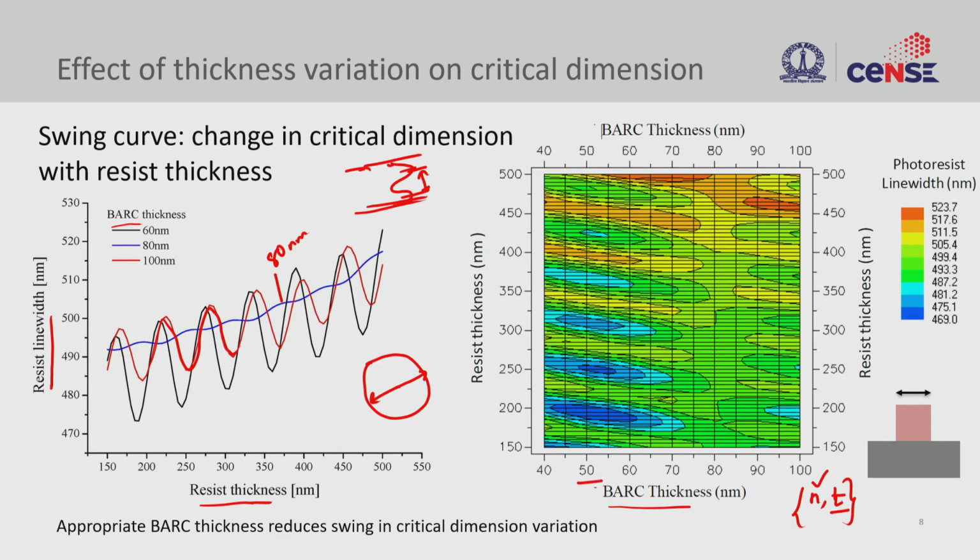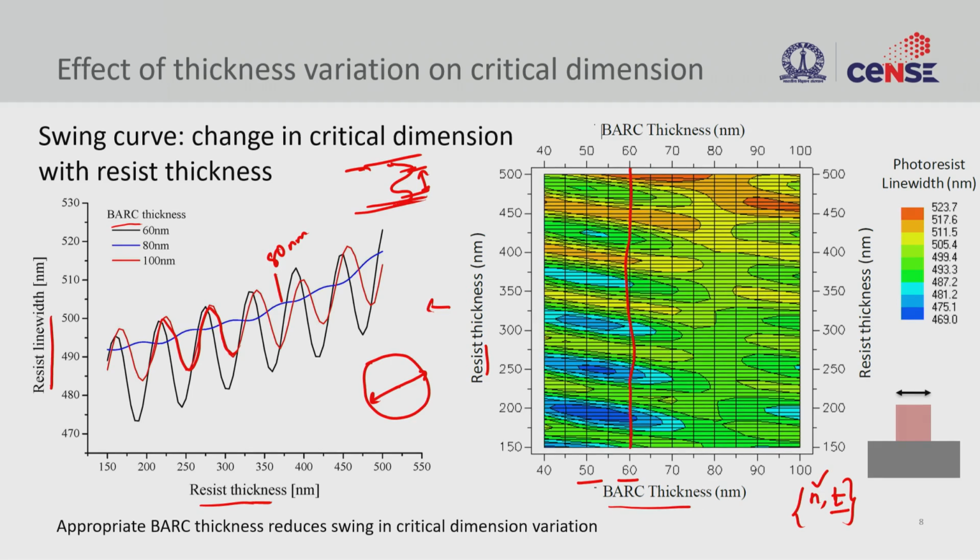If I take 50 nanometer thick layer, or rather let's say 60 nanometer, because on the left side we have a line scan of that. So if I go along this length, what I see is the swing. The CD is varying with respect to resist thickness. That is what we see on this left. So left side is the line scan of this.